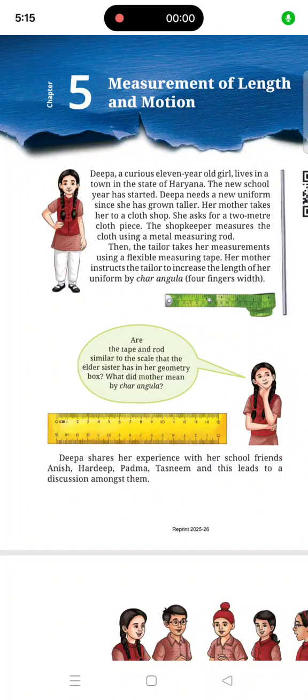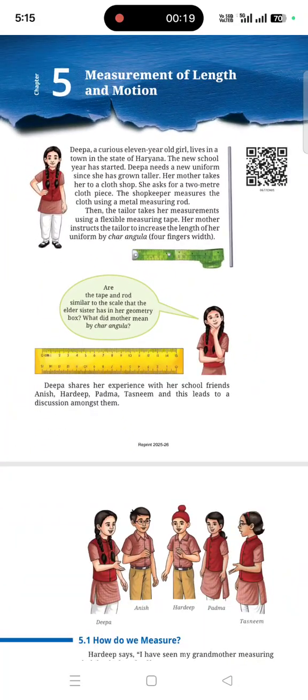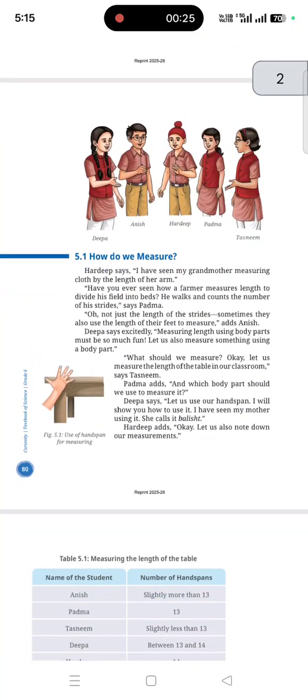So here is a chapter on measurement of length and motion, where we can observe that Deepa, a school student, is measuring her uniform. While the tailor measures her uniform with a flexible measuring tape, she observes that the measuring tape has centimeters marked on it as 1, 2, 3, 4. It starts from 1 to 15, or it extends more than that. So this is used for measuring any kind of material.